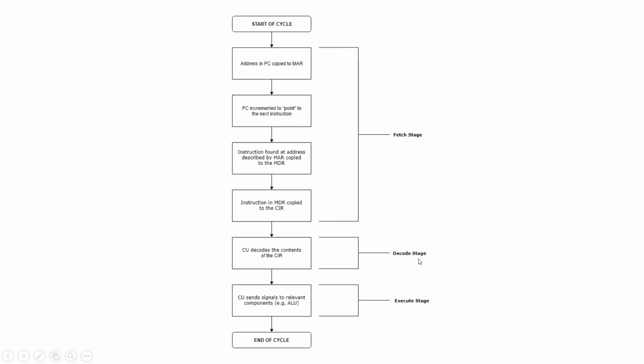The next stage is the decode stage. In the decode stage, the control unit will decode the contents of the CIR, and the decoding process allows the CPU to determine what instruction is to be performed. The third stage is the execute stage. The control unit will send signals to relevant components such as the ALU, and in the execute stage the function of the instruction is performed, and then that is the end of the cycle.